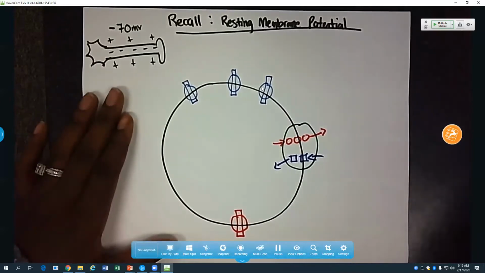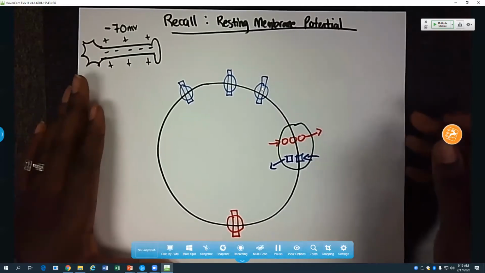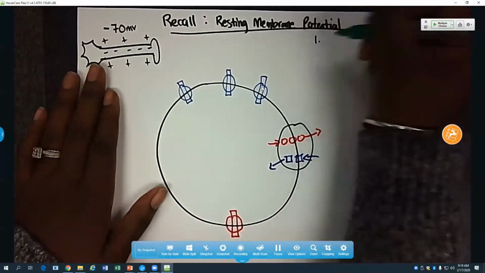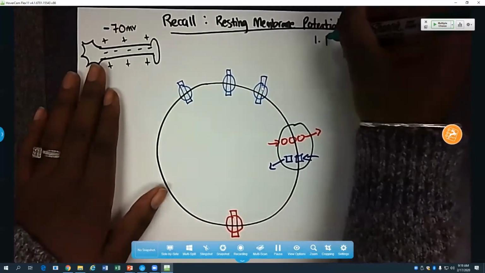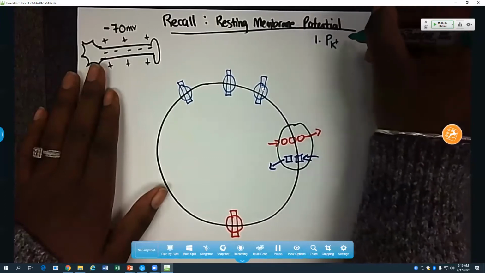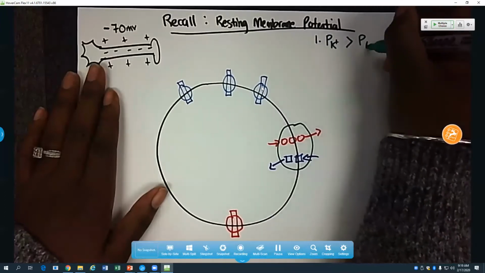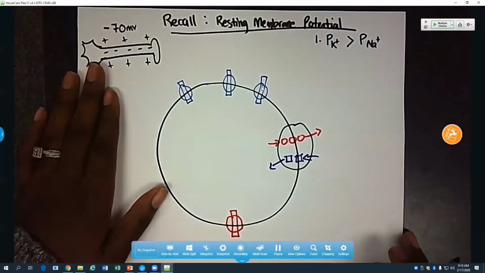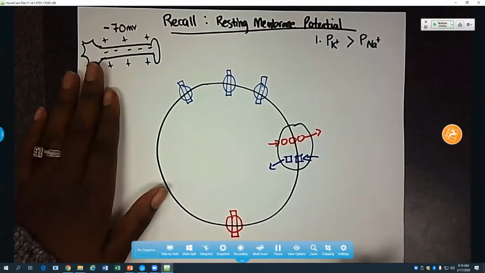Okay, so this is where we can start going over the steps of how we got this. So the first thing is that the permeability for potassium is greater than the permeability for sodium, meaning that there are more potassium channels than sodium channels on the membrane.